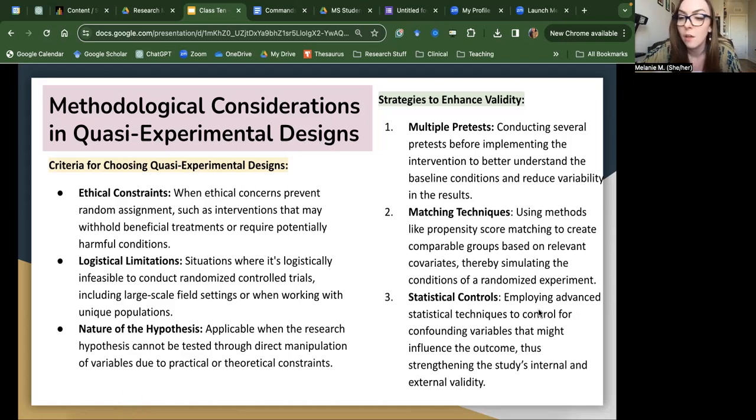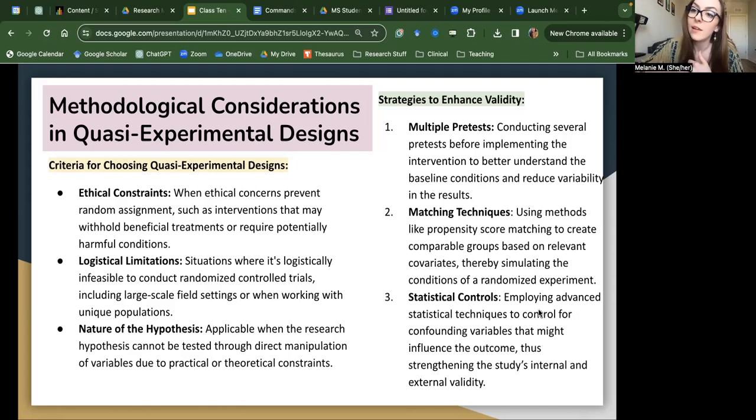That being said, we know there are these inherent disadvantages, these drawbacks. There are some strategies you can use to try to enhance the validity of a quasi-experimental design. The first one is going to be multiple pre-tests. So collecting data before you even actually do your intervention, before you do the real experiment or measure the real point of interest, test it out several times ahead of time so that you can have a really solid understanding of baseline and make sure that you are reducing variability.